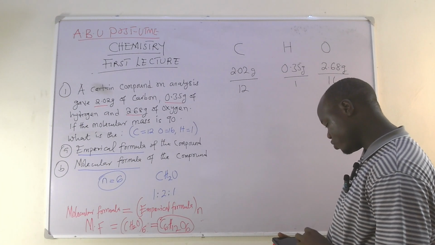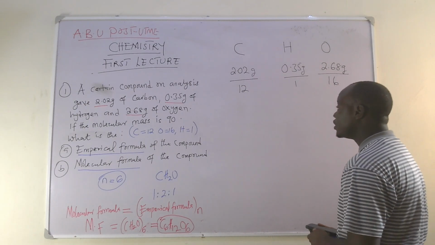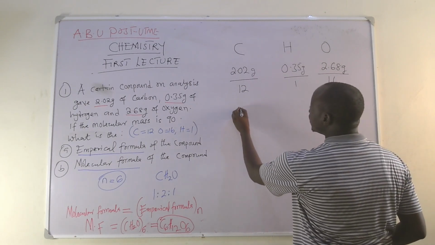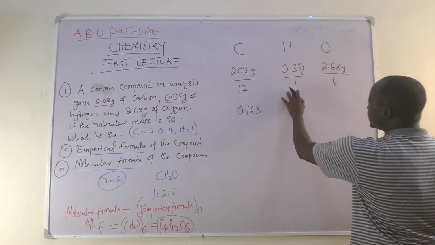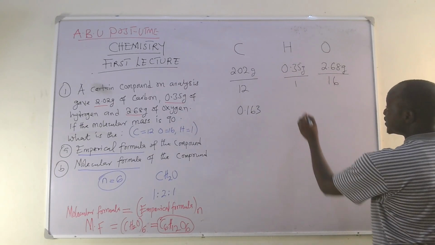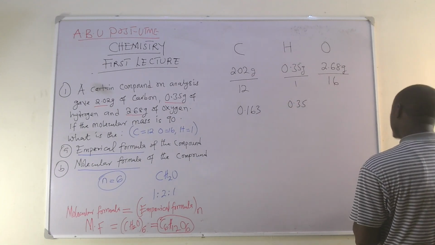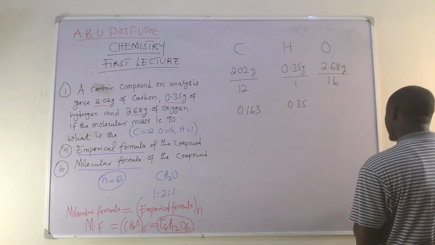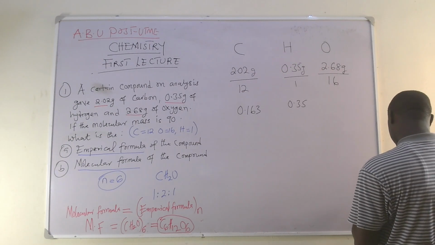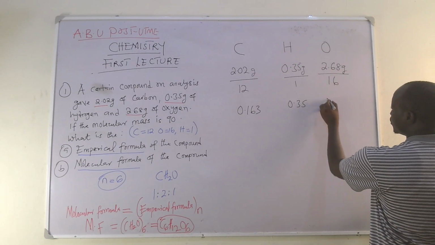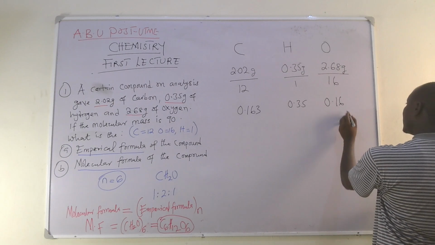We can now say 2.02 divided by 12, and this gives us 0.163. And then for this, if you divide 0.35 by 1, it will give us the same thing, 0.35. And then the next thing, we are also going to divide 2.68 divided by 16. And this will also give us 0.168.